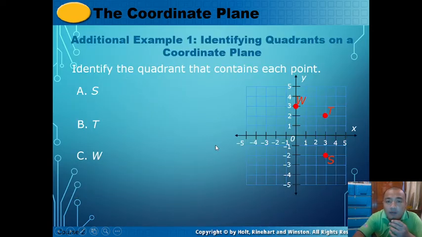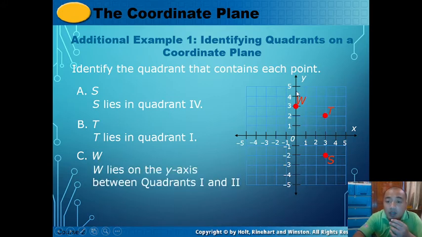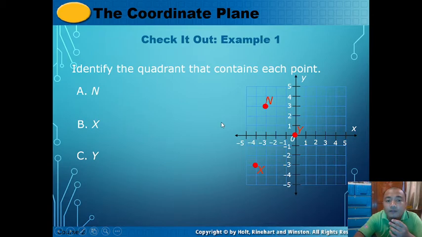Next, additional example, identifying the quadrants on a coordinate plane. Identify the quadrant that contains each point. For letter A, S. What quadrant does S belong? Okay, S lies in quadrant 4. How about T? Point T lies in quadrant 1. How about W? W lies on the y-axis. Okay, it's on the y-axis between quadrant 1 and quadrant 2. So the point W is not in the 4 quadrants but on the y-axis between quadrant 1 and quadrant 2.